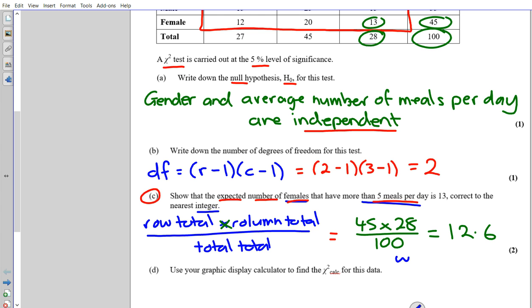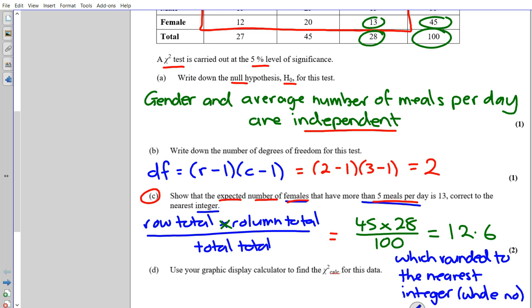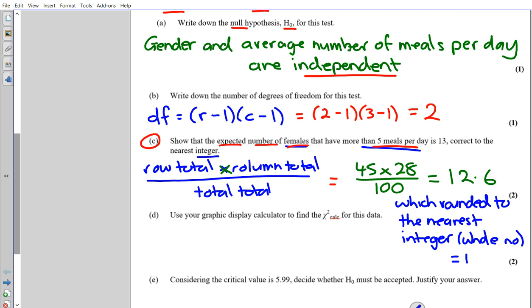So which rounded to the nearest integer, so answer is correct. Integer, which is a whole number, equals 13. So yes, we have proven that it equals 13. So 12.6, which rounded to the nearest integer, whole number, equals 13. So we've just proven that the expected frequency, expected number of females more than 5 meals per day, we did row total by column total, divide by total. And we got 12.6, which rounds to 13.